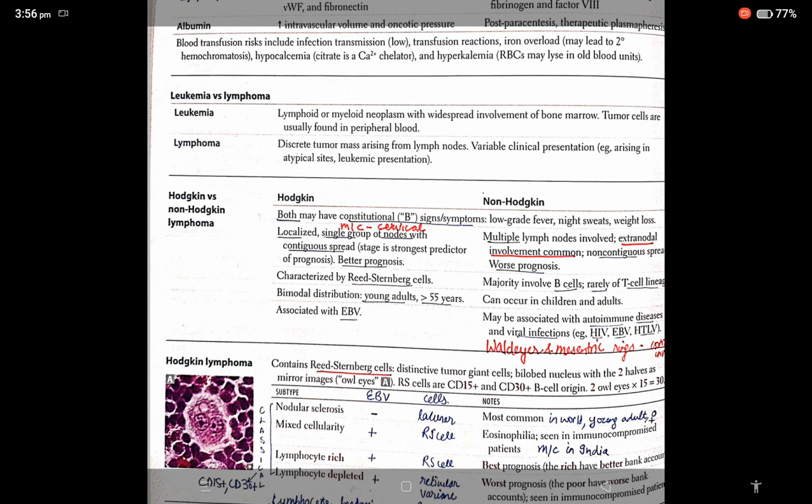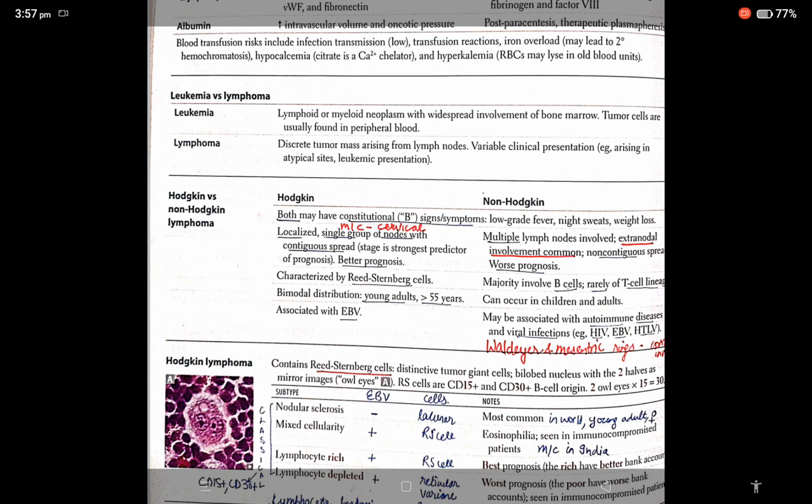Then Hodgkin will have Reed-Sternberg cells, RS cells, and non-Hodgkin will have B cells and rarely T cell lineage. Then Hodgkin's has a bimodal distribution, that is young adults and more than 55 years. Non-Hodgkin can occur in children and adults. Okay, so the specific age distribution is there in Hodgkin's.